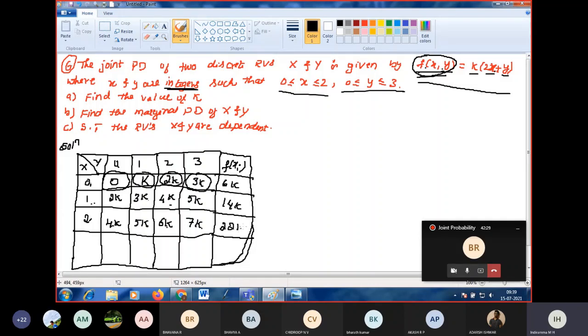22k. Okay, next. Go for g of yj. So add 0 plus 2k plus 4k, 6k. Next, k plus 3k plus 5k, 9k. Next 2k plus 4k plus 6k, 12k. 3k plus 5k plus 7k, 15k.